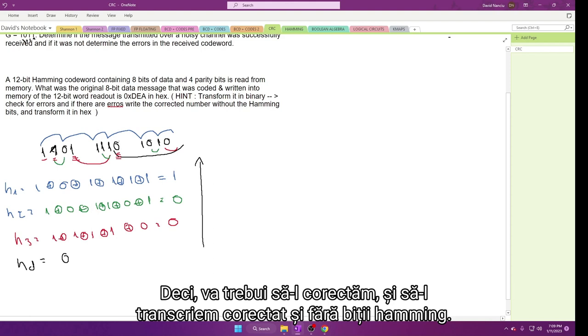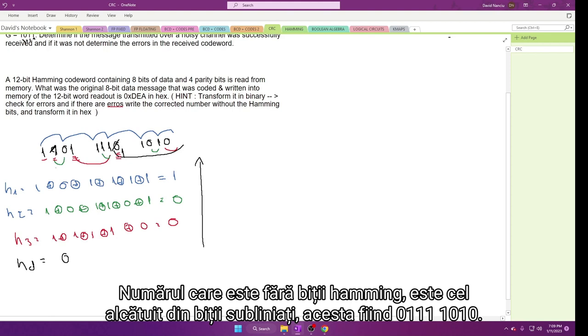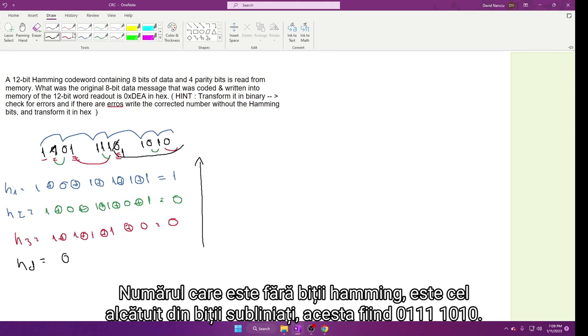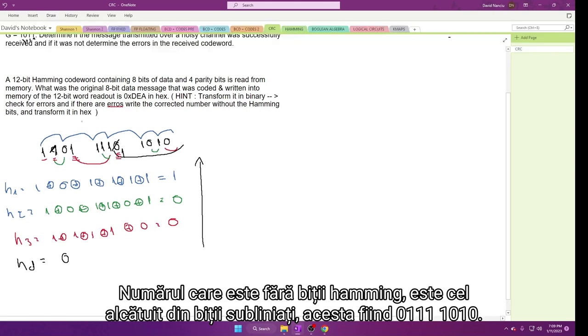So that means that we have to correct this one and transform it in binary, check for errors. We checked for errors, we got the error. Write the corrected number without the Hamming bits and transform it in hex. The number without the Hamming bits resulted from those bits, this one, this one, and this one. So basically we'll just write it here.